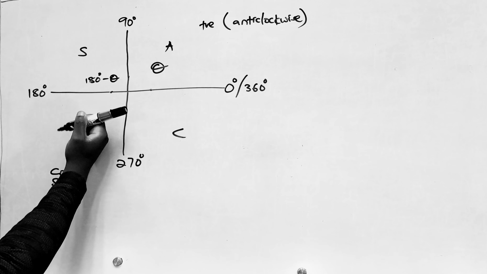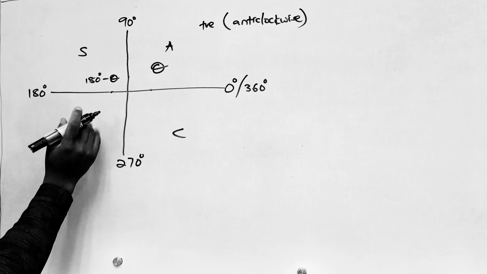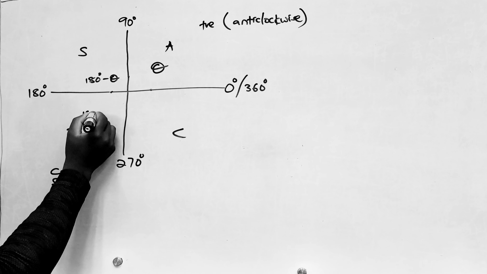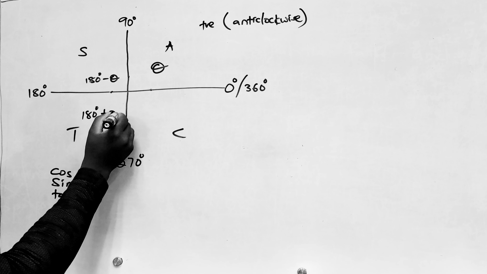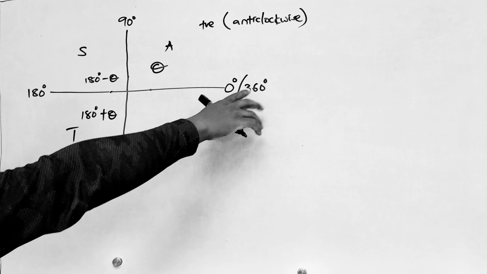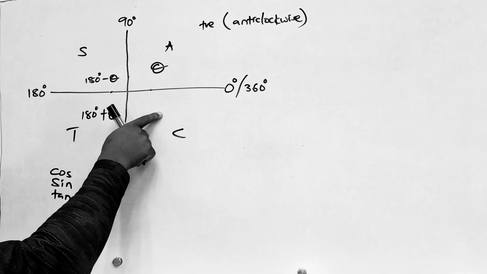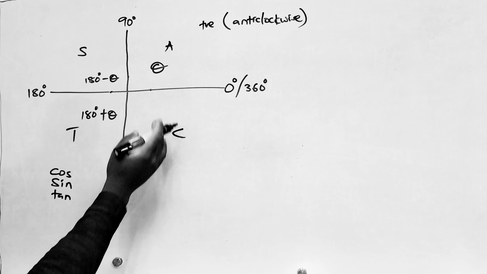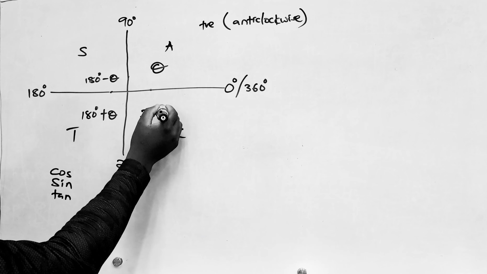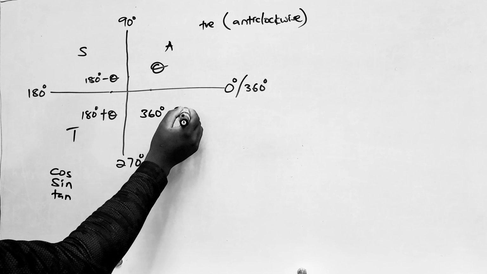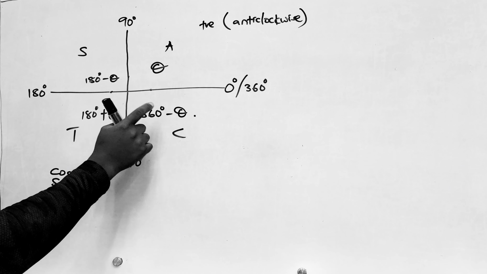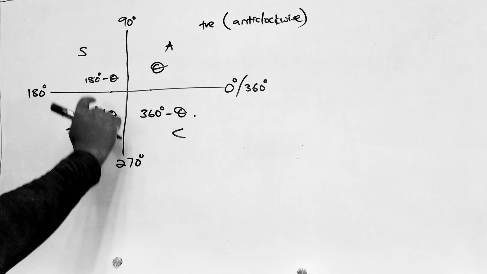Here we have 180 degrees, but we want to be in this quadrant, so we need to keep on adding an acute angle, which is 180 degrees plus theta. Here we look at 360. We say 360 degrees, but we want to stay in this quadrant. We need to subtract an acute angle theta. So this is 360 degrees minus theta. So these are the types of angles that we have in quadrant 1, 2, 3, 4.